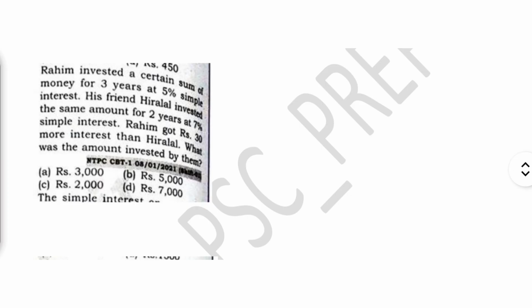Rahim invested a certain sum of money for 3 years at 5% simple interest. His friend Hiralal invested the same amount for 2 years at 7%. Rahim got 30 more than Hiralal. This guy is Rahim, this is Hiralal. He invests for 3 years at 5%. What is the simple interest?